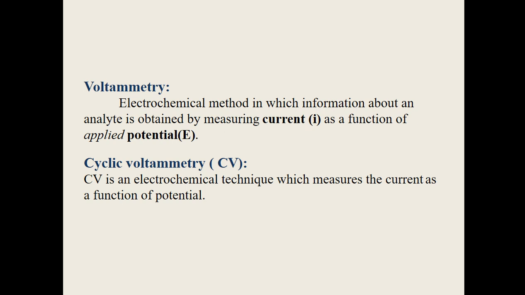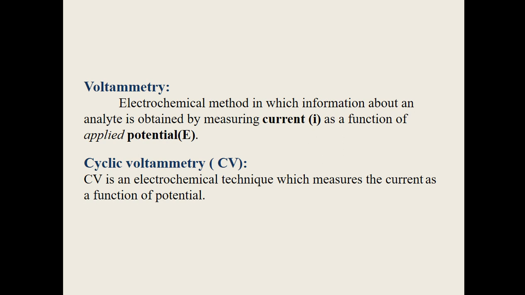So before understanding cyclic voltammetry, let's introduce voltammetry. It is an electrochemical method where we measure current as a function of applied potential. That means measuring current with change in potential. If you change the potential, the current is not constant in a certain environment, and that is the study.